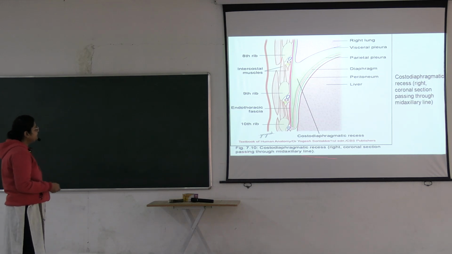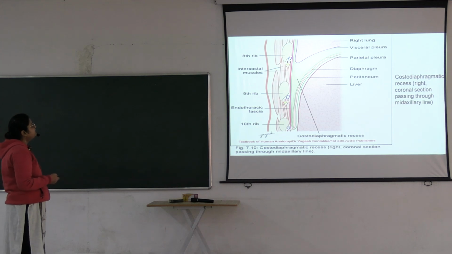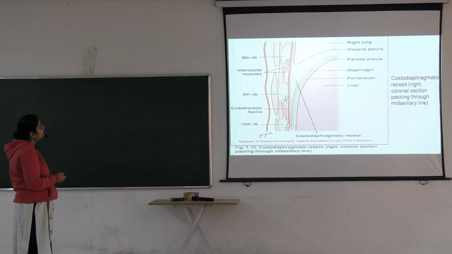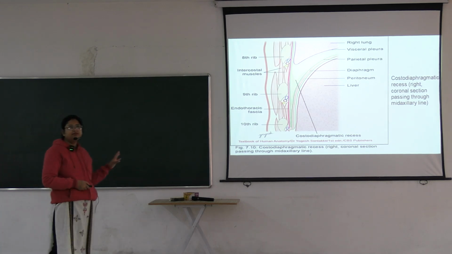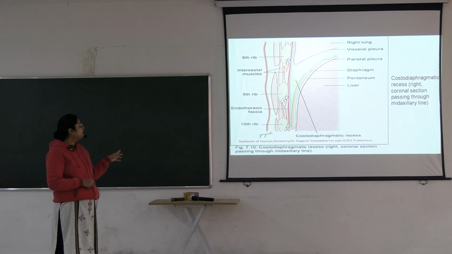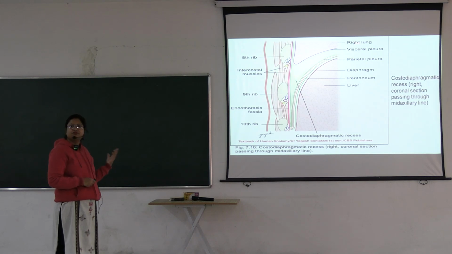So, here it is in the mid-axillary line. Here it extends from the 8th to 10th rib. You can see this is the 8th rib and this is the 10th rib. So, the recess extends from the 8th to 10th rib. This location is important because in case of fluid accumulation, you have to drain the fluid, so you have to do a pleural tap. You have to do the pleural tap at this region, because if you do it at a higher level, there is a high chance of lung injury.